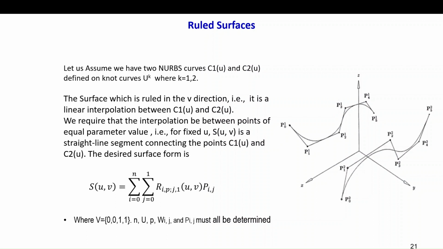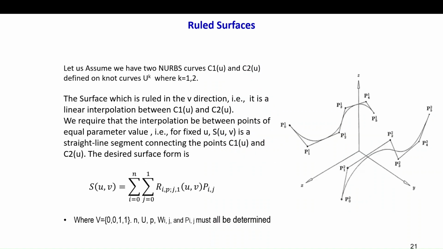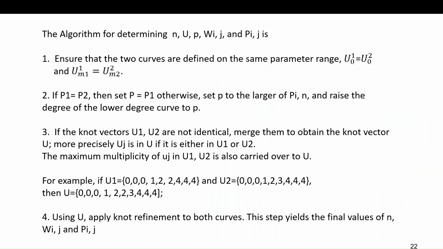So here, these V, N, U, P, W, I, J, P, I, J must all be determined for the formation of the ruled surface. This basically represents the knot vectors, the control points, maybe the distance between them. So we do have an algorithm for the formation of ruled surfaces as well. This is the detailed view of the formation of ruled surfaces using the algorithm.